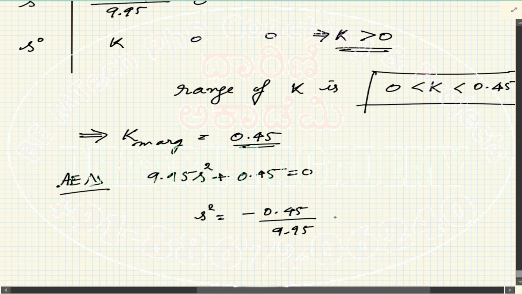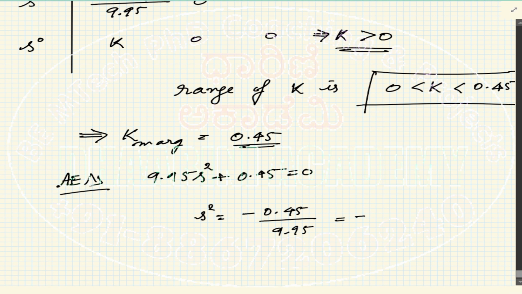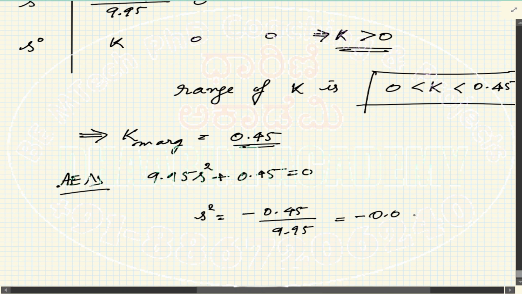The value of s square should be lesser than 0, I guess. Just check now. It's negative. So minus 0.045, right? That means s is equal to plus or minus j times root of 0.045.